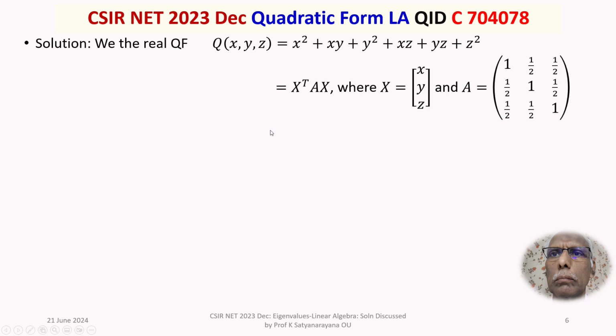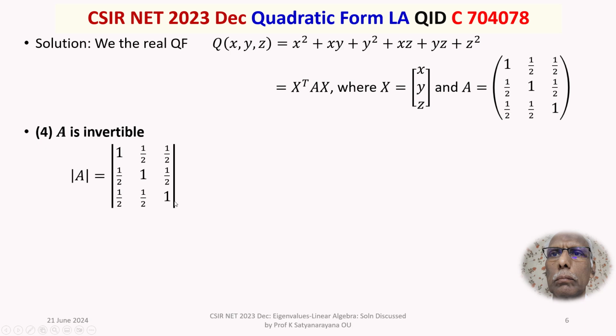The easiest one is option 4. Option 4 is A is invertible. Is it so? That's what we have to see. So take this matrix A, find out its determinant, and if it is not equal to 0, then A is invertible. So write down the determinant of the matrix A. To evaluate this determinant, we perform elementary row operations on it. And by doing the elementary row operations on it, the determinant value is not going to change.